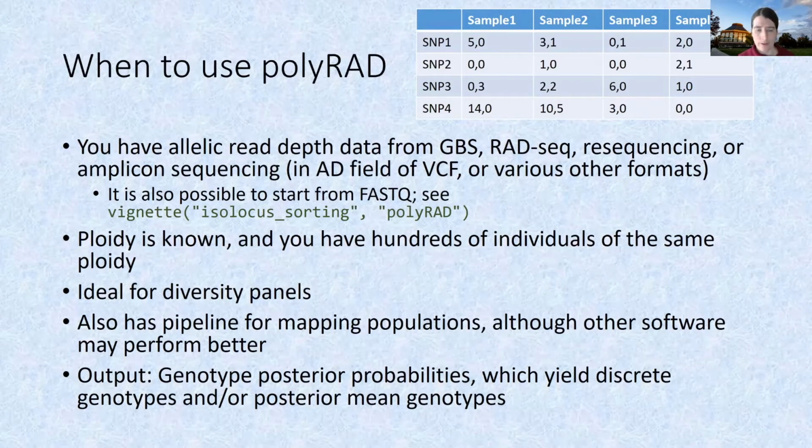The output is posterior probabilities of genotypes, which is basically saying, what is the probability that this genotype is the correct genotype at this marker and sample? You can then further process those to get a discrete set of genotypes, say just taking the most probable one and calling that the real genotype, or you can get something that's a continuous variable called a posterior mean genotype that I'll discuss later in the talk.